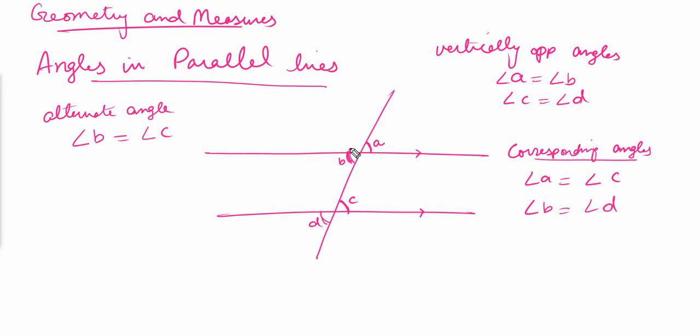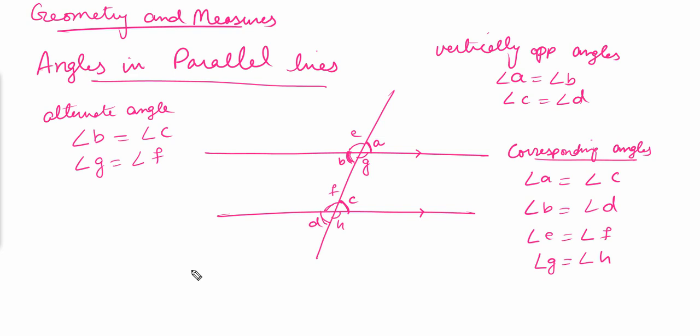And let me just mark some more angles. So this is angle E, this is angle F. We'll say that angle E is also equal to angle F because they are corresponding angles, and this is angle G, and this is angle H. Angle G is equal to angle H. So they are also corresponding angles, and the corresponding angles are always equal. Now we have another set of alternate angles in this one, that is G and F. So angle G will be equal to angle F. They are the alternate angles.